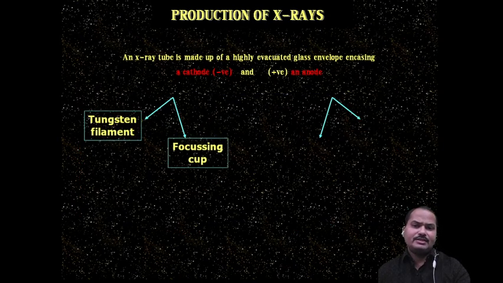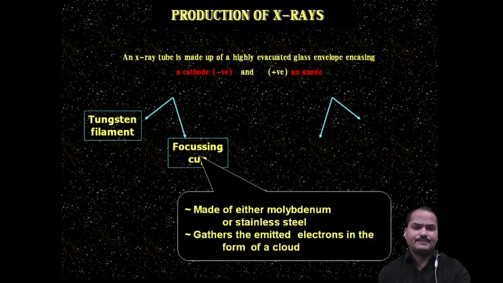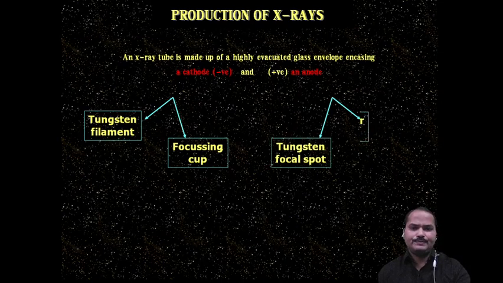As we have discussed, the tungsten filament is present and the focusing cup is there on the cathode side, and the dimensions of the tungsten filament will be 1 millimeter diameter of the wire which is 10 millimeter in length of the coil, which is connected to the step down transformer, and there is thermionic emission of electrons, means on heating, electrons are emitted. The focusing cup is either made of molybdenum or stainless steel, and it gathers the emitted electrons in the form of a cloud.